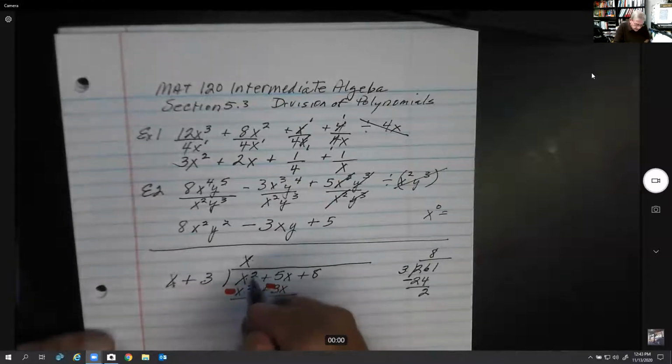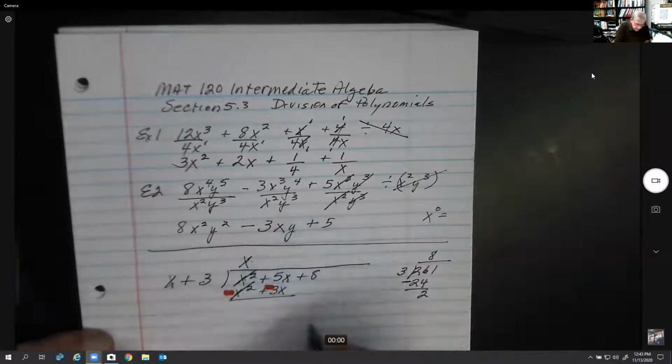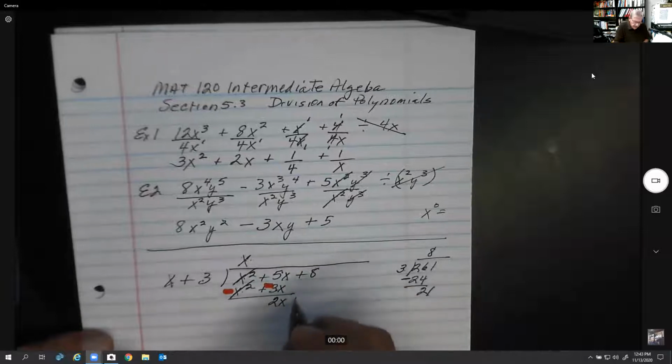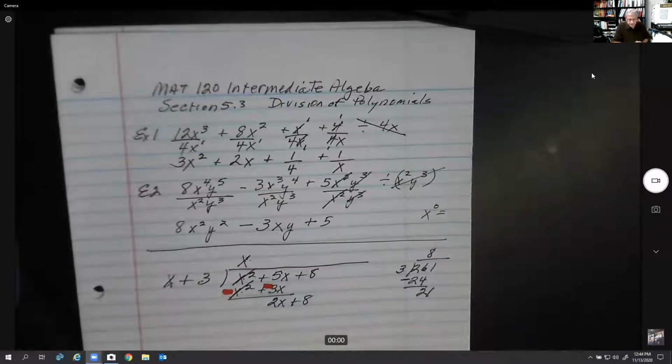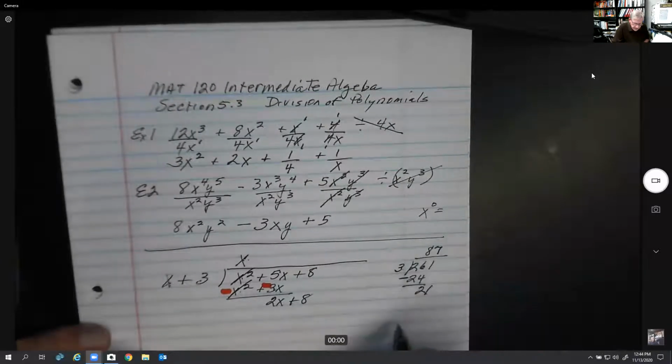So this is x squared minus x squared, zeros out. 5x minus 3x is 2x. Then just like here, you bring down the plus 8. Okay, then you start over again. So 3 went into 27 7 times, and then you multiply.